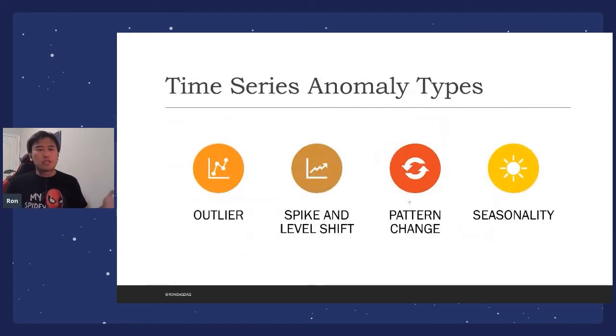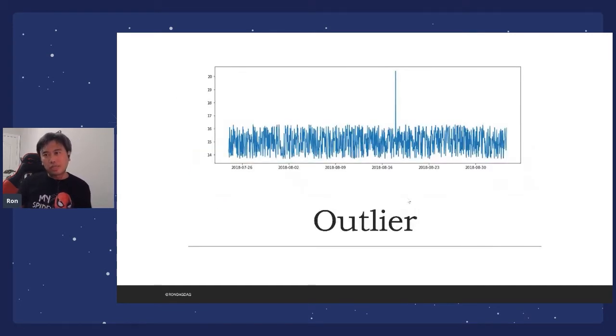So time series anomalies could be different. They can have different types. It could be an outlier, spike and level shift, pattern change, or seasonality. So you have to consider all that. An outlier would look something like this, right? You have your time series data, and you're collecting some data at this range, and suddenly, boop, it went up there. It's like, what happened there, right? So that's an outlier.